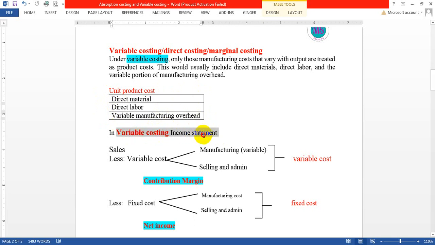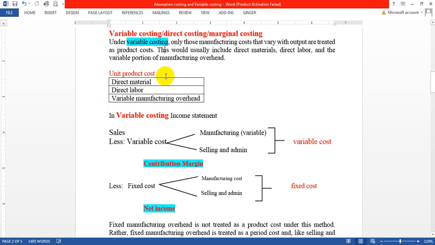Before discussing the variable costing contribution format income statement, I just want to tell you where we use variable costing. Variable costing is used for internal decision making. For external reporting, we use absorption costing, and for internal decision making we use variable costing, where we easily segregate the variable and fixed cost. We can emphasize the cost behavior as well. That's why we segregate the variable and the fixed cost.